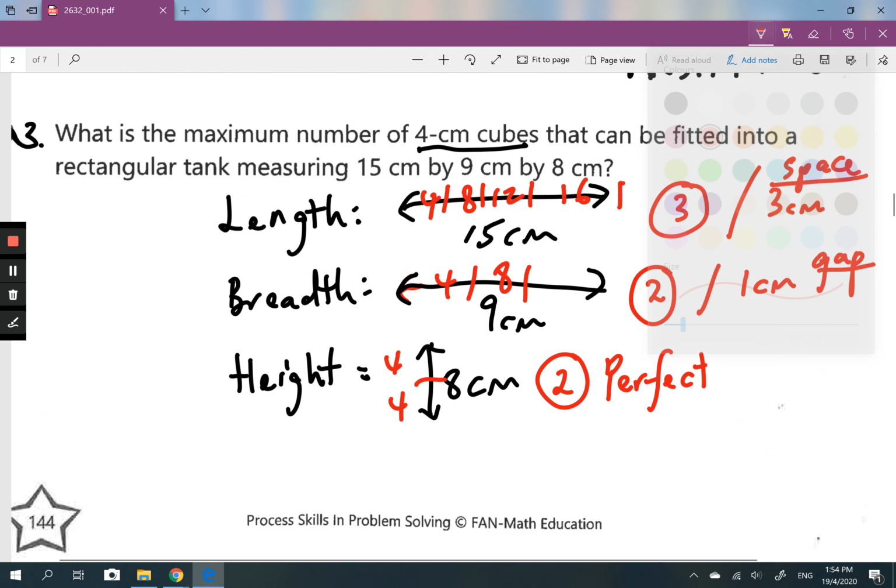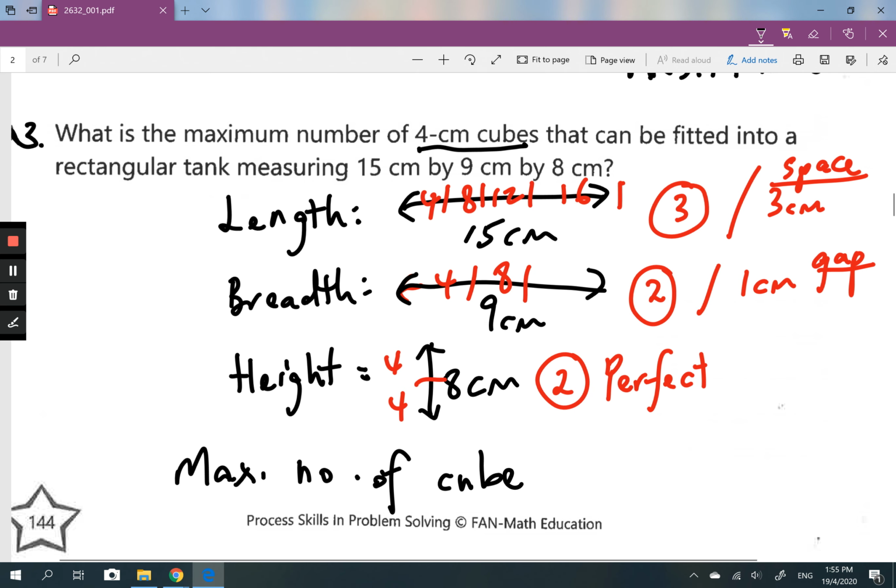So now we know that we can have 3 cubes along the length, 2 along the breadth, and 2 along the height. The maximum number of cubes must then equal 3 multiplied by 2, 6, multiplied by 2, 12. Maximum number of cubes, 12. And that's for question number 3.